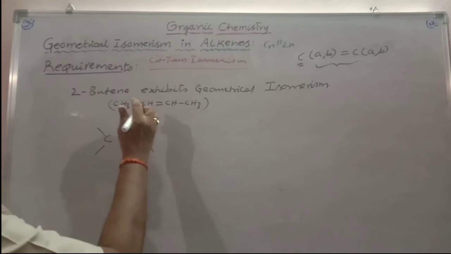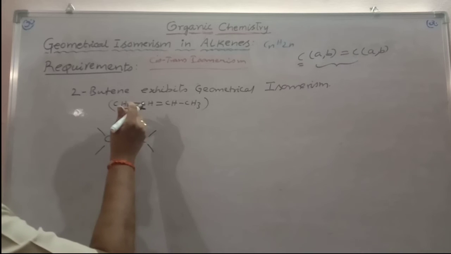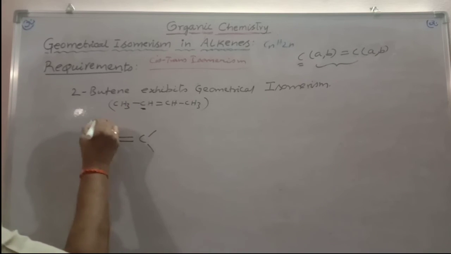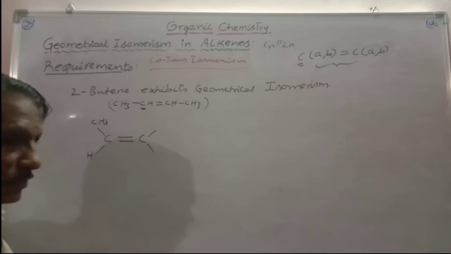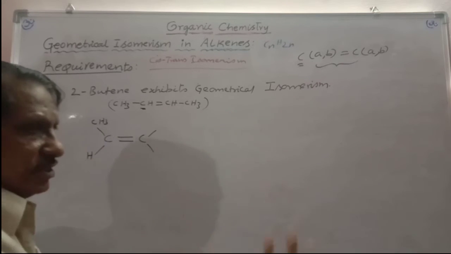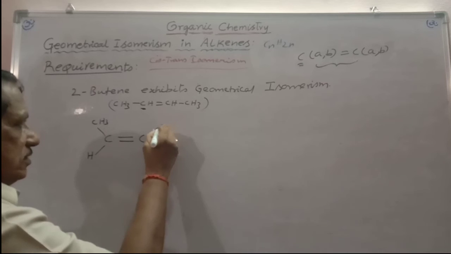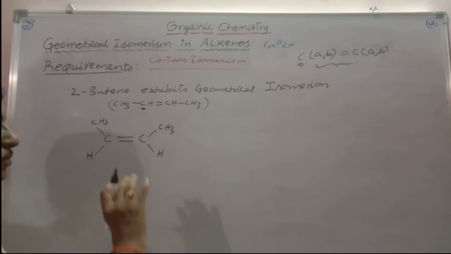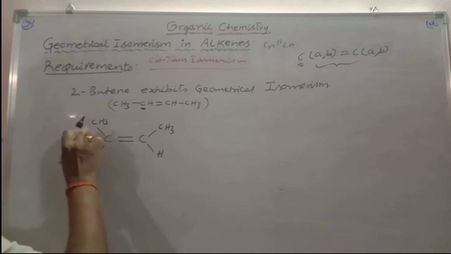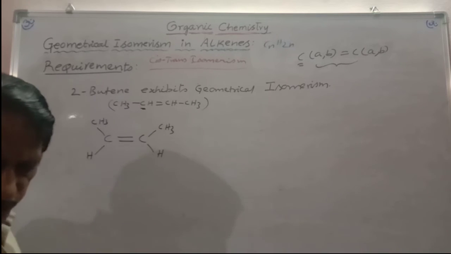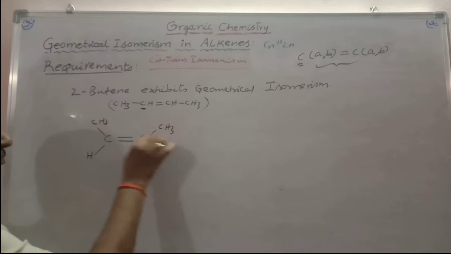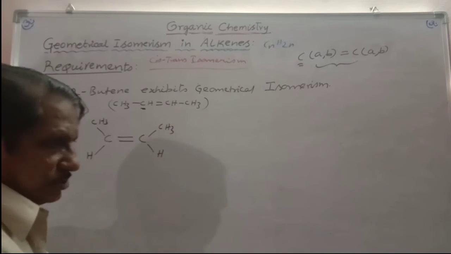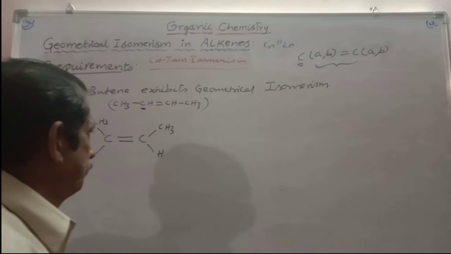And here, the first carbon is having two groups, CH3 and H. We can write here CH3 and then H. The second one is also carrying the same groups, here CH3, here H. This is what you call cis, because this is the plane, and to this plane the CH3 groups are on the same side. So this is what you call cis.